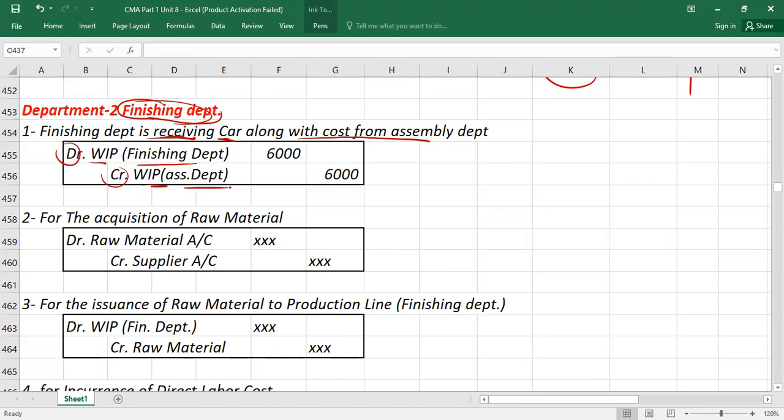What do you realize in this entry? You should realize here that work in process of finishing department is opening. We open that account, and work in process of assembly department is closing. We close that account. Understood?